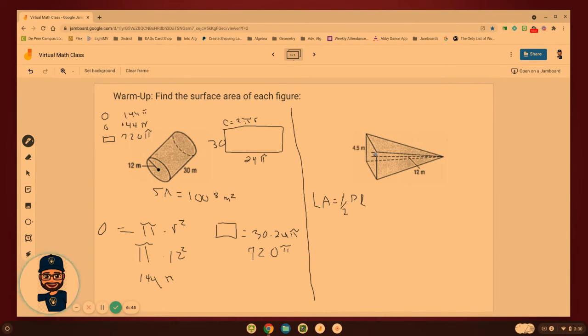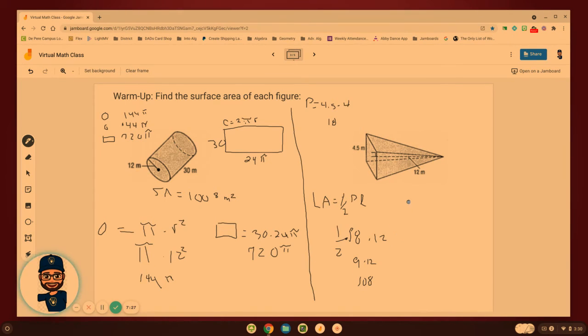It's a square bottom, so 4.5 for each side. The perimeter of that bottom is 4.5 times 4, which is 18. So the P value is 18. 1/2 times P, that's 18, times the height of the pyramid, the length of the pyramid, which is 12. Or 9 times 12, which is 108. So the total area of the 4 triangles going around the pyramid is 108.